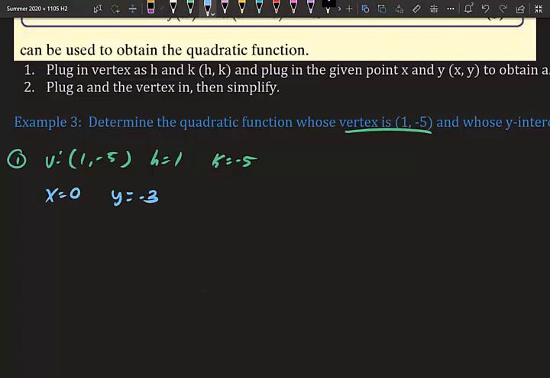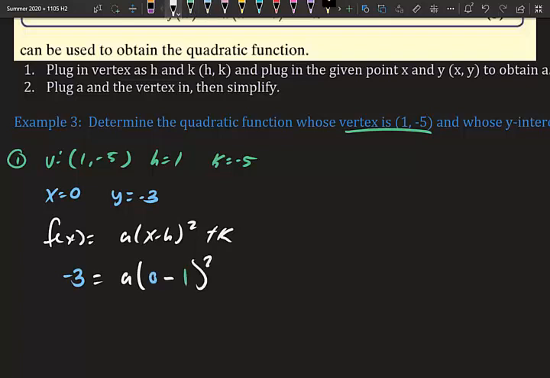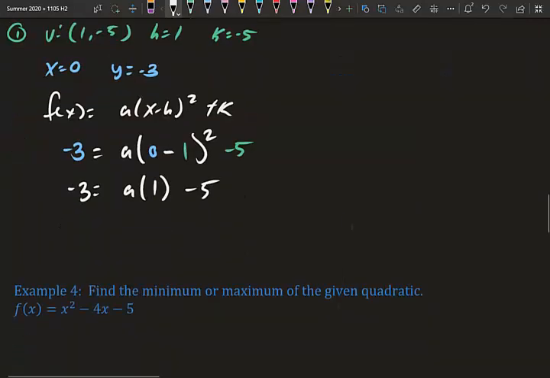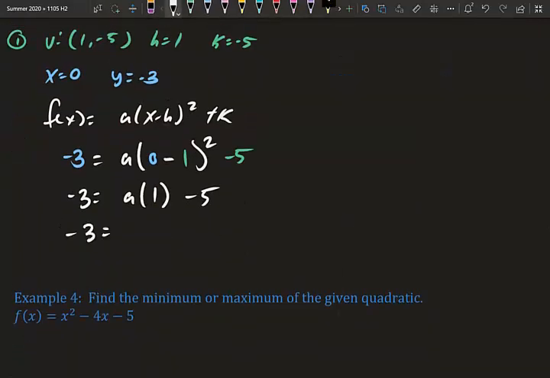Let's plug it into our formula, f of x equals a times (x minus h) squared plus k. f of x is just y. We have negative 3 equals a times (0 minus 1) squared minus 5. Let's solve for a. Negative 3 equals a times (negative 1) squared, which is 1, so negative 3 equals a minus 5. Add 5 over, and we get 2 equals a.